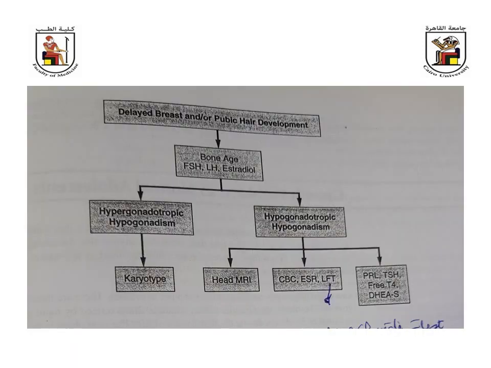This is how you can proceed for delayed development of breast and or pubic hair development: your bone age and gonadotropins, as we mentioned, to classify them. Hypergonadotrophic, go with karyotyping. Hypogonadotrophic, go for any central lesion or abnormal hormone production.